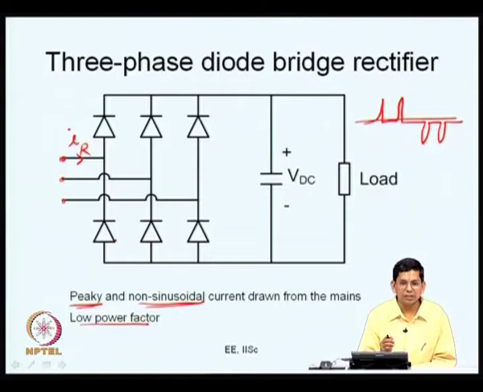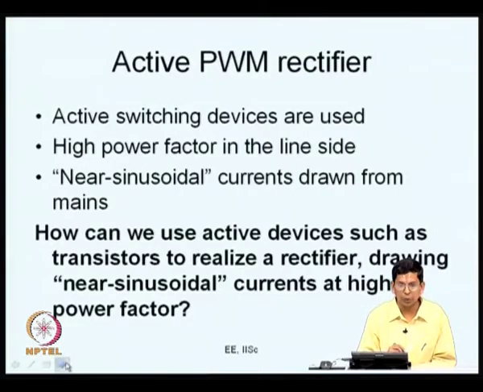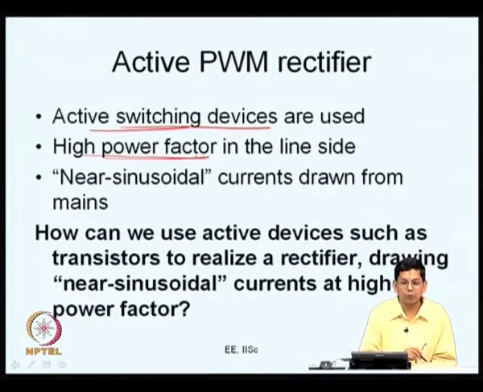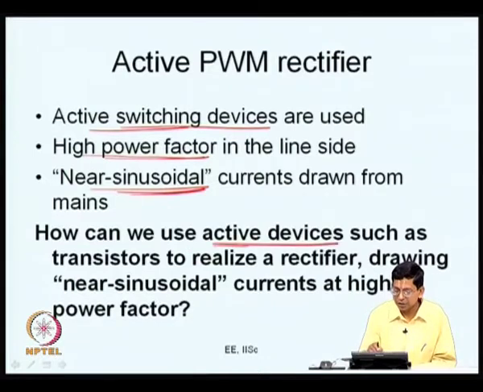That is why we are looking at an active PWM rectifier. So, what do we do? An active PWM rectifier uses active switching devices such as transistors. It draws power from the mains at a high power factor, not a very low power factor, and the wave shape of the current drawn is very close to sinusoidal. These are the main attributes: high power factor and sinusoidal currents. So, the question is, how can we use active devices such as transistors to realize a rectifier which draws near sinusoidal currents at high power factor? This is the question now.